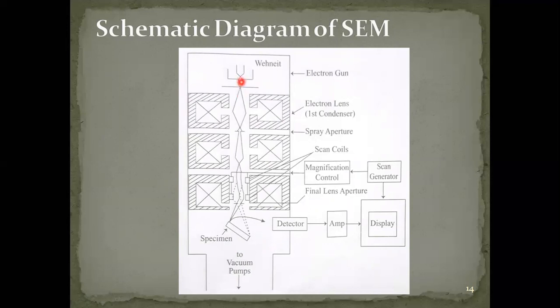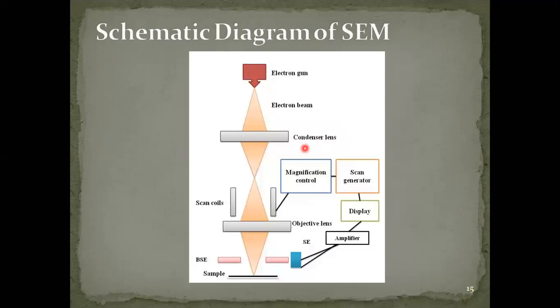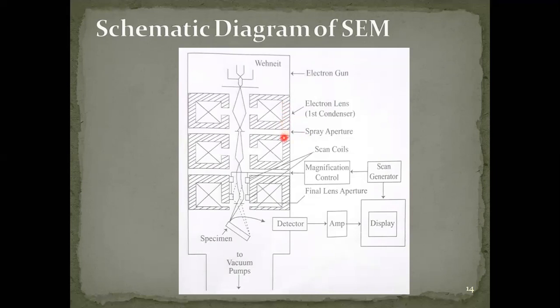So once the free electrons are generated in the electron gun, they pass the condenser lens. Here the first condenser and second condenser will be somewhere in the second column, right? And here I have shown both the condensers in one place, right? So it passes through the first condenser lens.